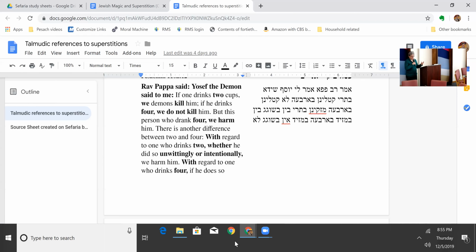How many cups of wine do we have? 4 cups, right? So the first one's 4, okay, it's not 2, but how many do we have before the meal? 2. And how many after? Okay, so we could be in dangerous territory here, right? Depending on how you count. There is a 5th cup. What's the 5th cup? Right.